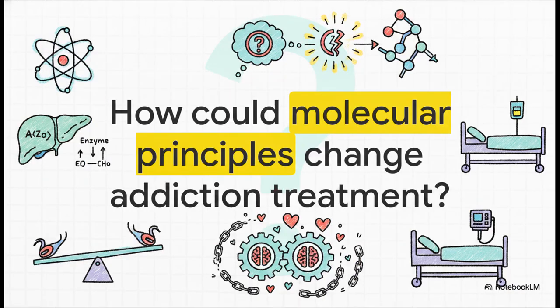So we've traveled all the way from the atomic structure of a xenobiotic through the hepatic enzymes, across the synaptic seesaw, and straight into the intensive care unit, which leaves us with this final thought. If addiction, tolerance, and overdose are driven by such rigid, predictable, and fundamentally chemical neuroadaptations, how could truly understanding these molecular principles change the way our society views, stigmatizes, and ultimately treats addiction and overdose? It's not a moral failing, right? It is structural chemistry.